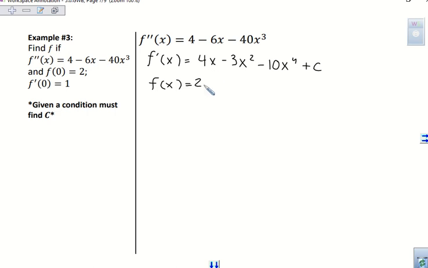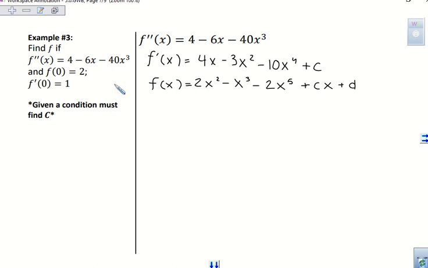This is going to become 2x squared minus x cubed minus 2x to the 5th plus constant becomes cx, correct? Yes. And then plus d, our new constant. So this is what we have so far. Okay? Now we need to use the information given to us.